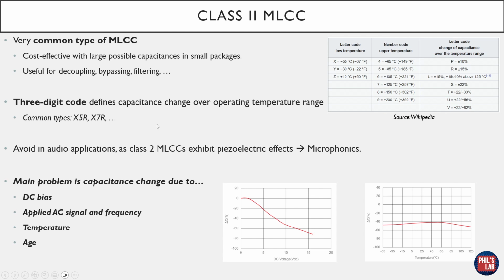Additional problems when it comes to Class 2 multilayer ceramic capacitors is that they have a capacitance change, and oftentimes a very large capacitance change, for example due to applied DC bias, applied AC signal and frequency, what temperature we're at, and also aging. And all of these influences on capacitance change of course need to be taken into account when you're designing your system. Imagine you're designing an RC filter with a certain cutoff frequency, but depending on the DC bias, depending on the temperature, depending on the age, your cutoff frequency will change. And in critical systems, this of course can be rather detrimental.